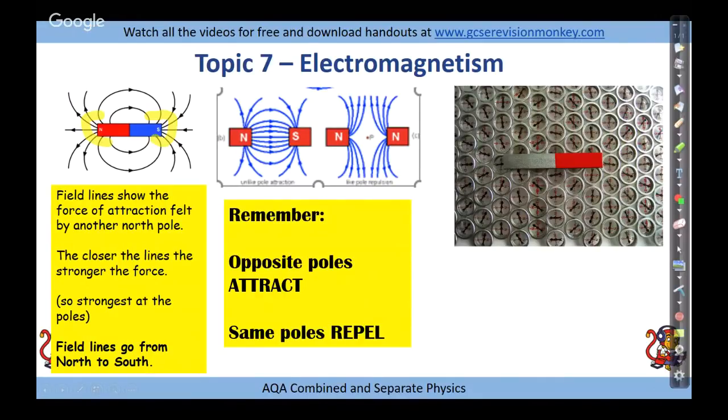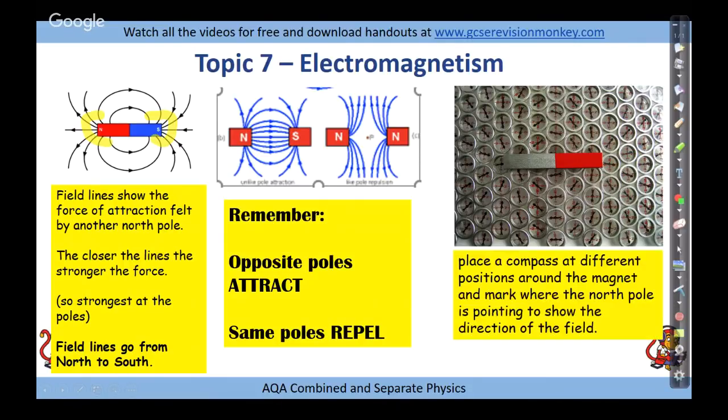Now, if we want to find these field lines for ourselves, we can place little mini compasses around a bar magnet, and they'll all point in the direction of the field lines. So we can join those up, mark on with an N the North Pole, and we can draw the lines with an arrow going from north to south.